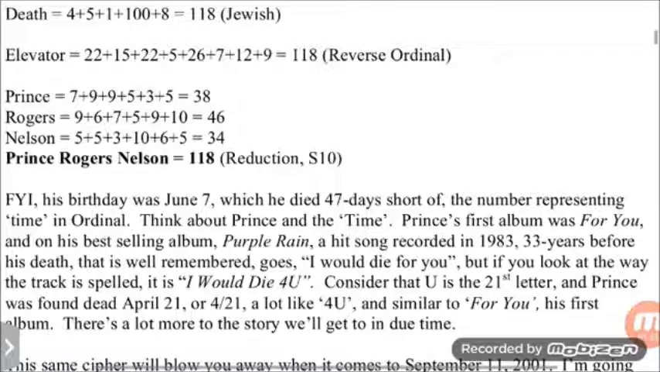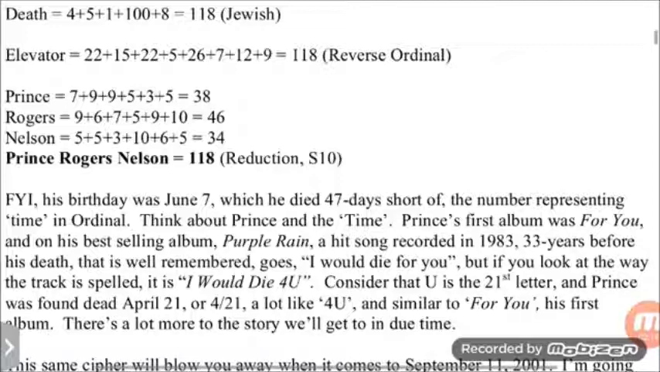FYI, his birthday was June 7, which he died 47 days short of, the number representing time in ordinal. Think about Prince and the time. Prince's first album was For You, and on his best-selling album, Purple Rain, a hit song recorded in 1983, 33 years before his death, that is well remembered, goes, I would die for you.